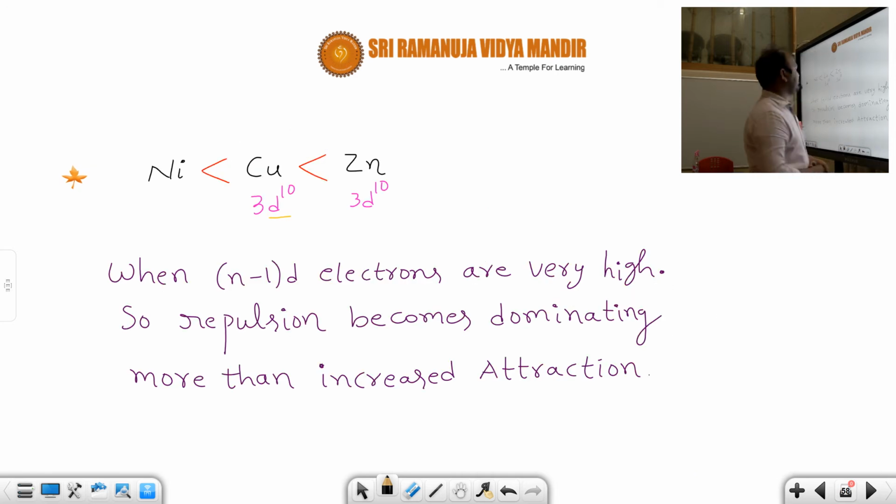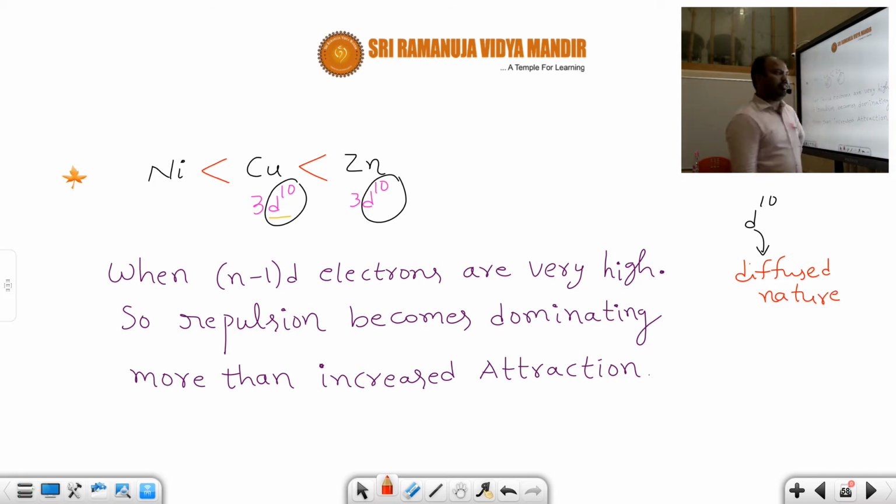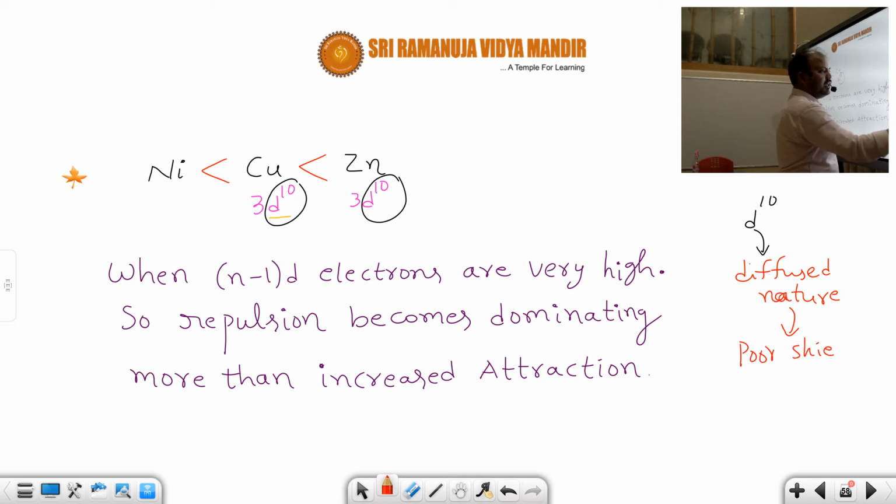In the last part, have a look at that. The d subshell is completely filled in the case of copper and zinc. When the d subshell is completely filled, what nature does the d orbital generally have? The d orbital has a diffuse nature. I had already explained in the shielding effect what diffuse nature is: more size, like d and f orbitals. When the diffuse nature is there, it exhibits a poor shielding effect.